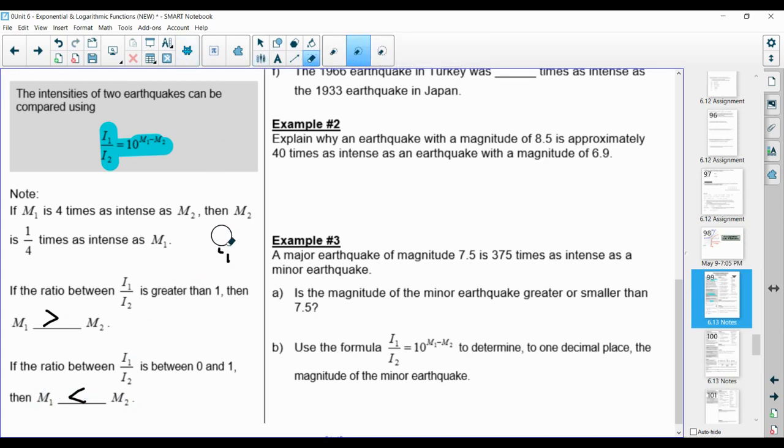All right, it's just important for you to understand that, so that when you get an answer, if your I1 over I2 is bigger than 1, then you know that M1 is bigger. If you get a value that's between 0 and 1, then you know that M1, the magnitude of that first earthquake, is smaller.